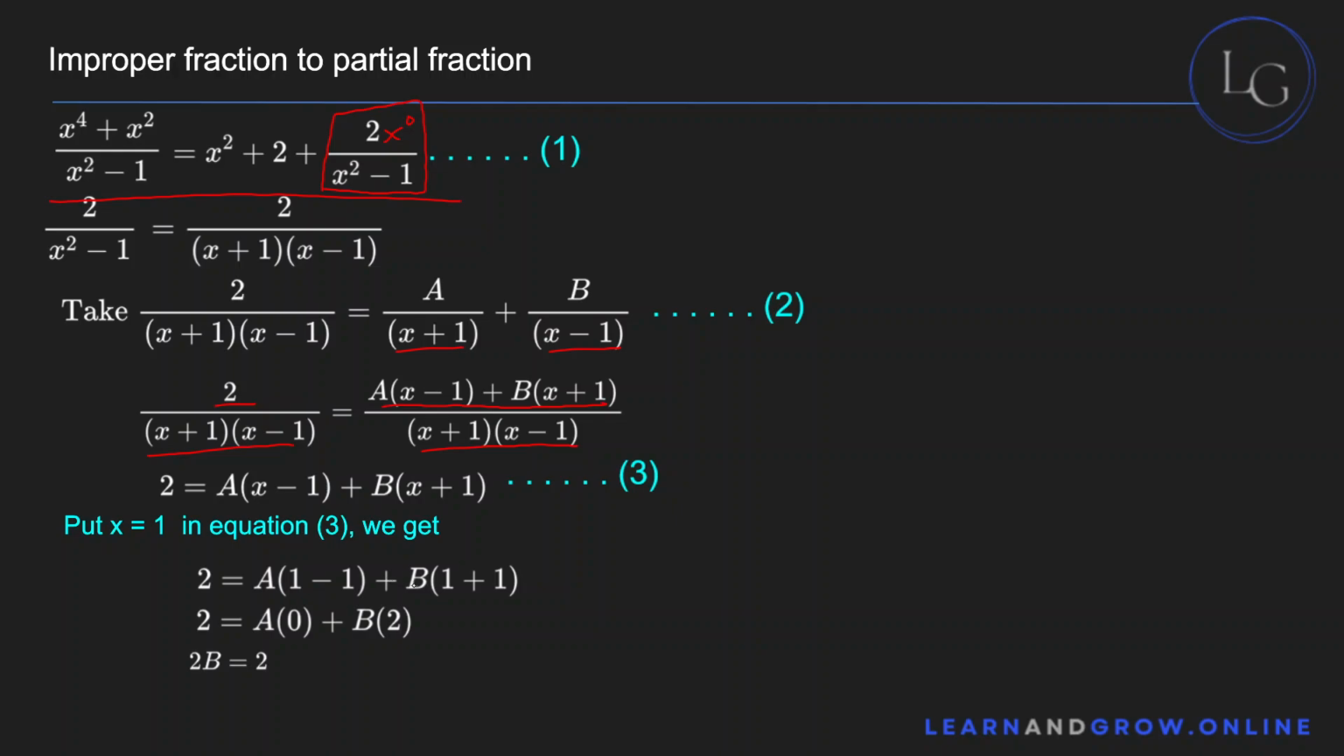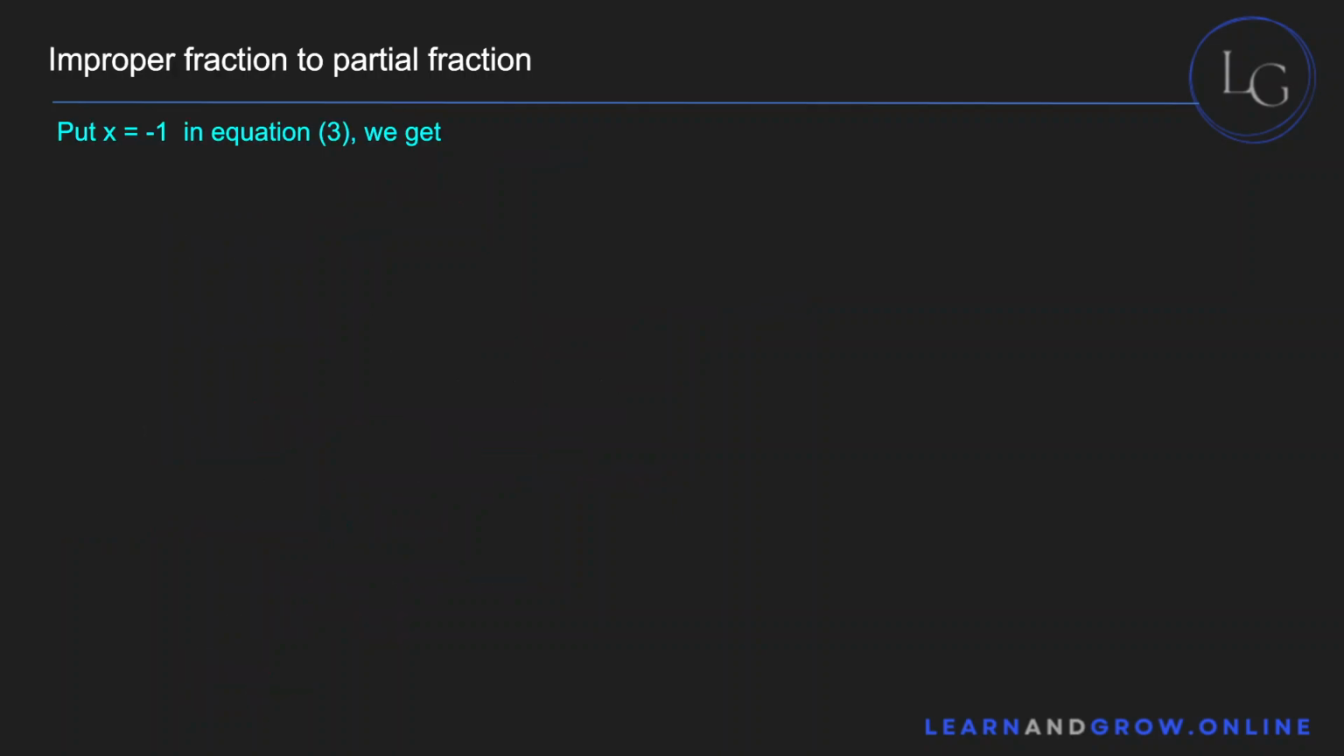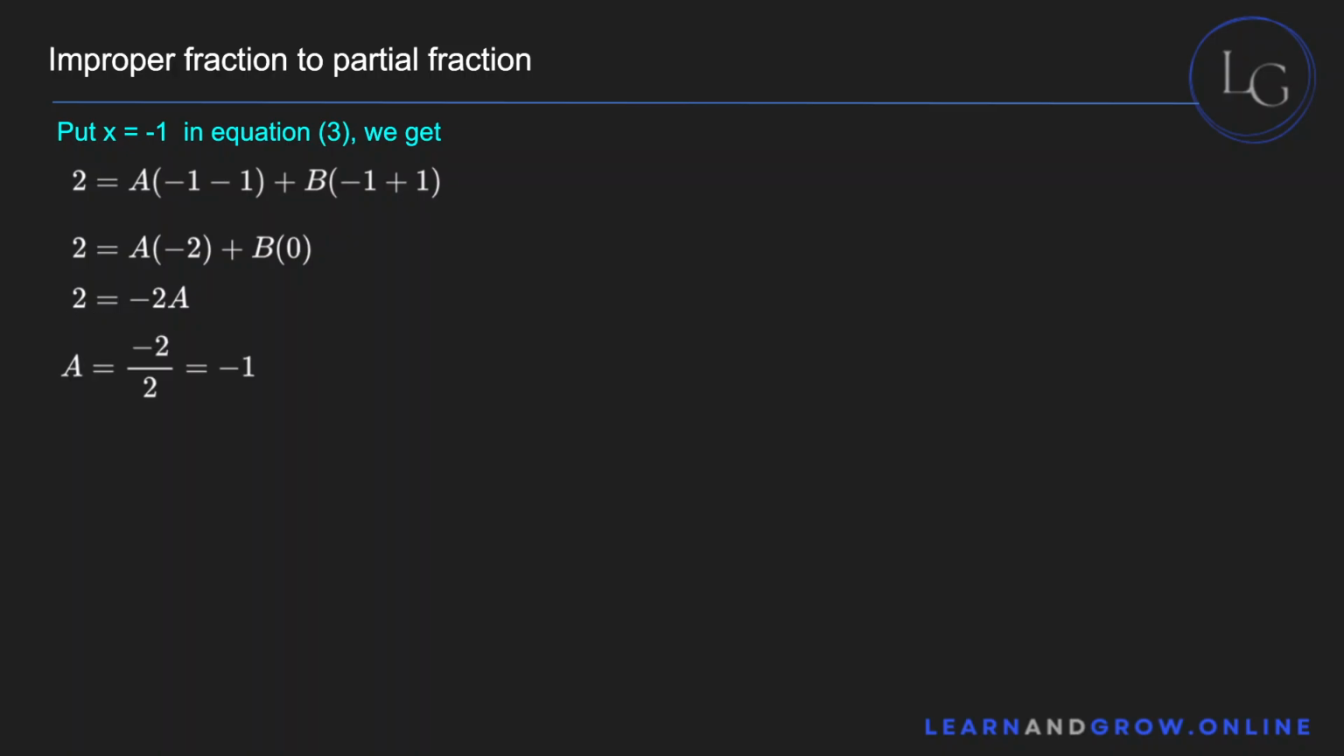And obviously the b term will be multiplied with 1 plus 1, so 2b is equal to 2. And now b is equal to 1. We got the value for b. Now we need to eliminate b from the equation so that we can find the value of a. So we'll put the value of x is equal to -1 in the equation, and hence b will be multiplied with -1 plus 1, so b will be multiplied with basically 0, and hence the b term will be eliminated. The a term will be multiplied with -1 -1. So -2a is equal to 2, and hence a is equal to -1. So we found the values of a and b.